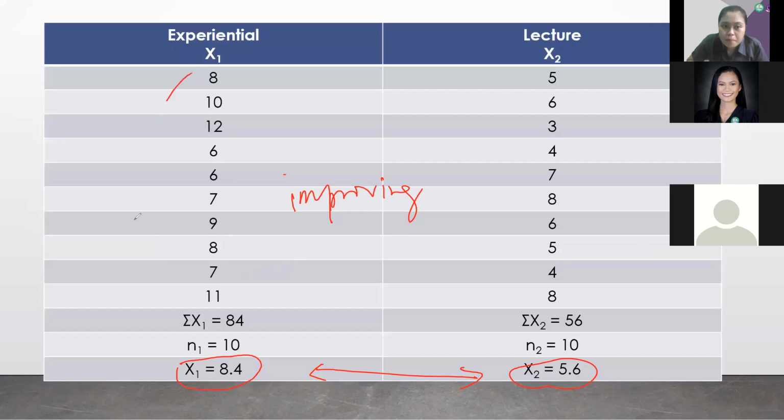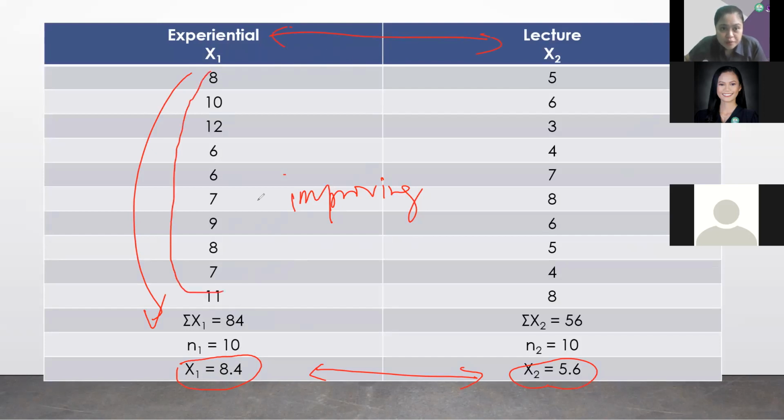Syempre yung may mas mataas na mean, and that is the experiential. So ngayon, makaka-conclude tayo na again, there is really a difference in the two methods of teaching in improving the performance of the trainees, and among the two, the experiential method of training has really increased the performance based on the mean. Kasi it has a greater mean compared to the lecture.